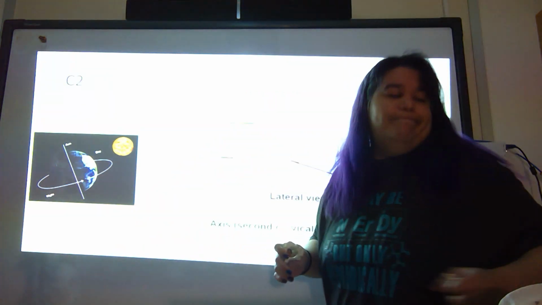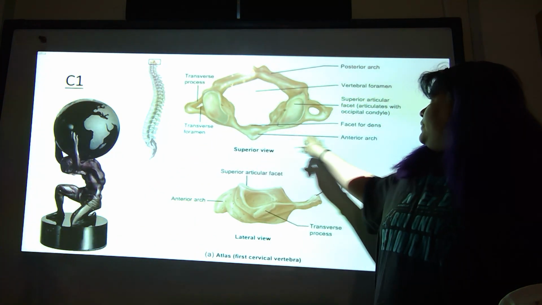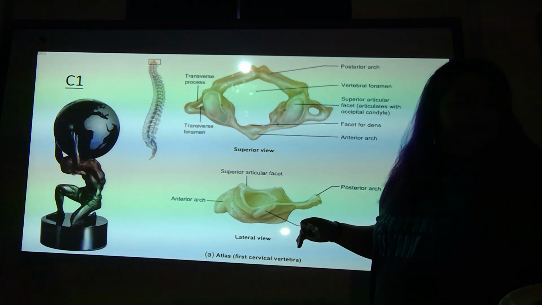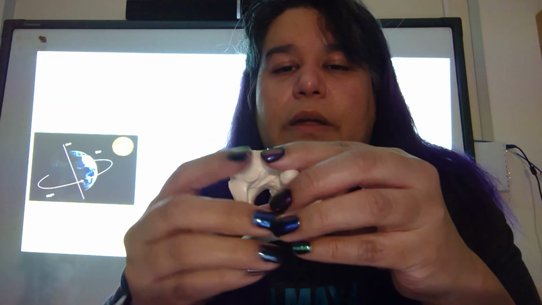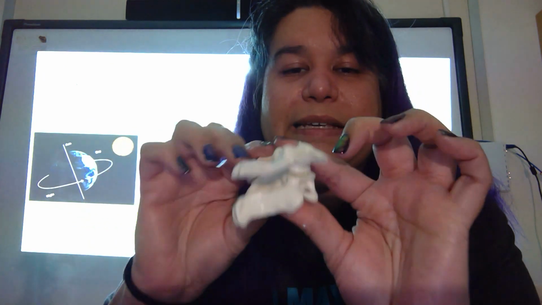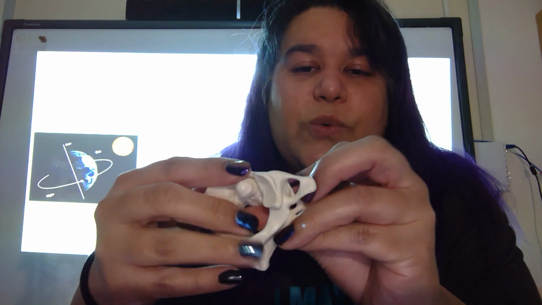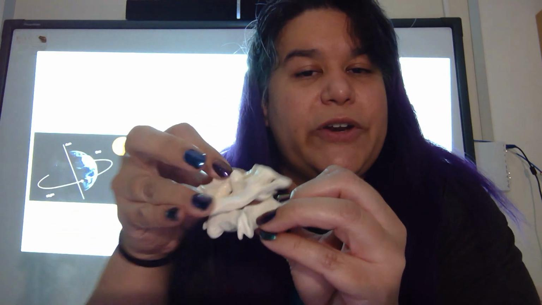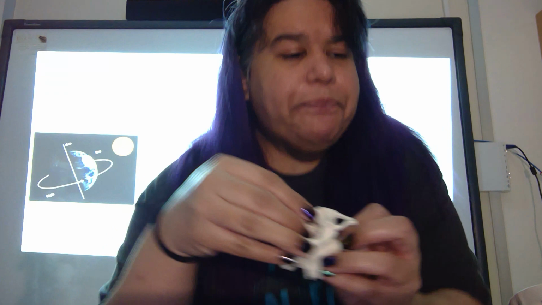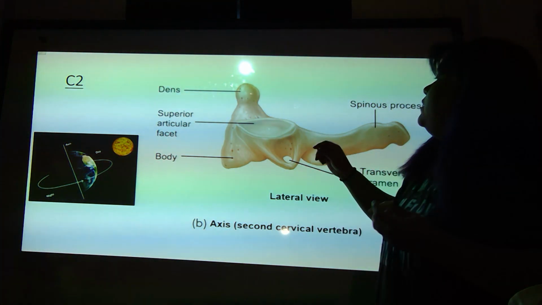So if I go back, remember, where is it? The facet for the dens. This is the dens. So when we put this together, sorry, I had to get it the right way. This sits like this. So this is where the dens, this stick, actually sits. This is what allows you to pivot your head side to side. Okay? So let me put that down. You've got the dens.